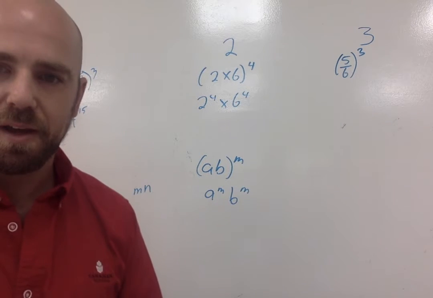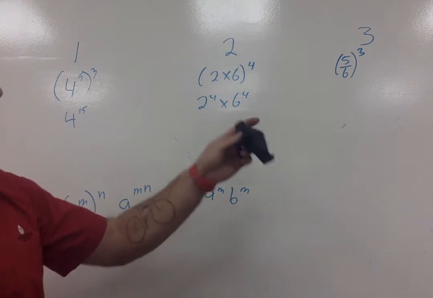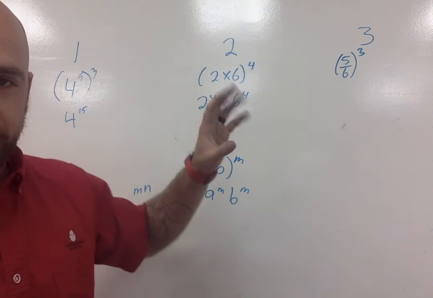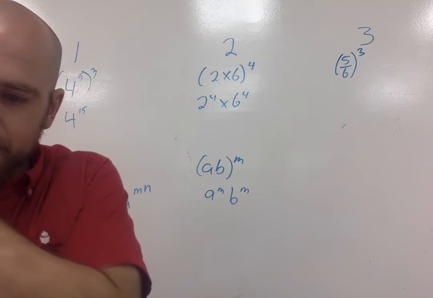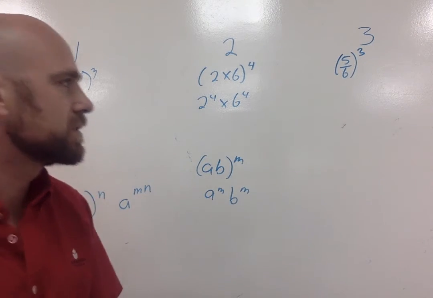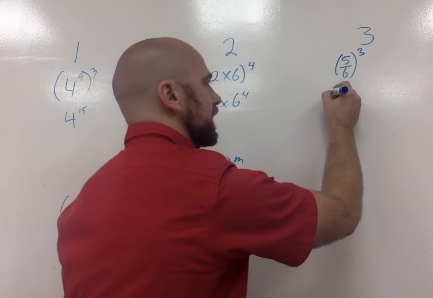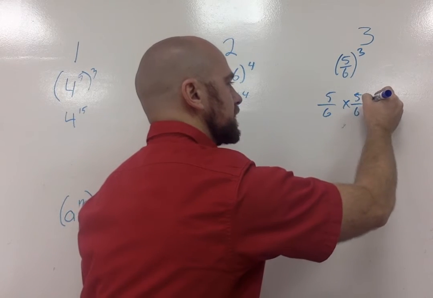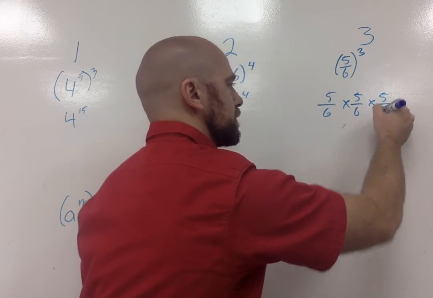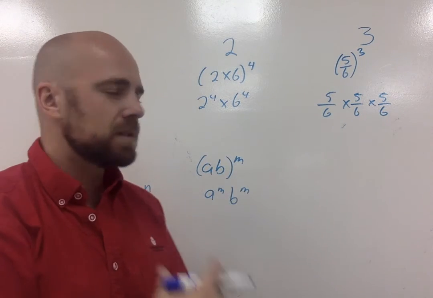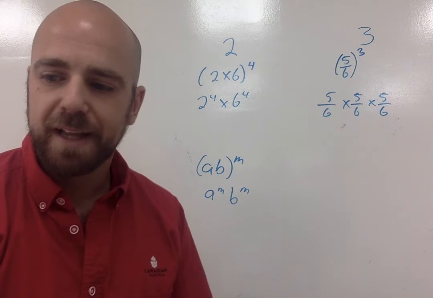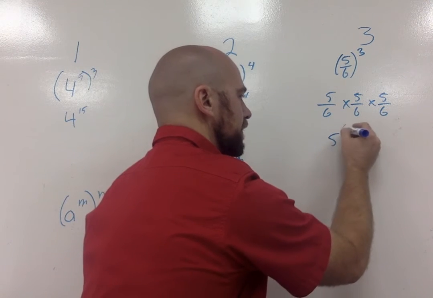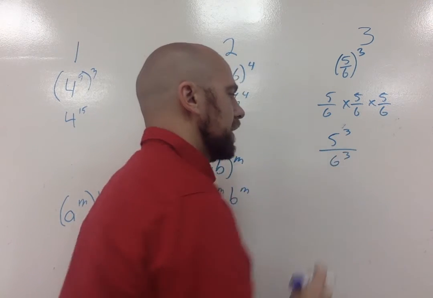Now, let's go to the last one. The previous one was the power of a product, and this one is power of a quotient. So this is our law for power of a quotient. What's going on here? We're basically saying 5 over 6 times 5 over 6 times 5 over 6. Similar to last time, we're eventually saying 5 to the power of 3 divided by 6 to the power of 3.